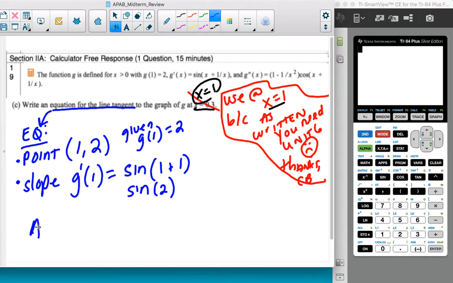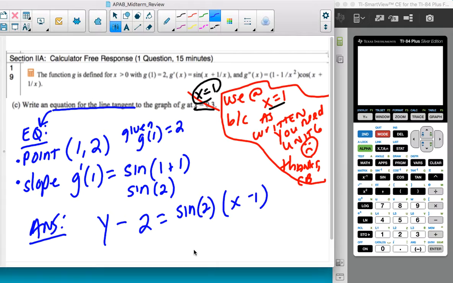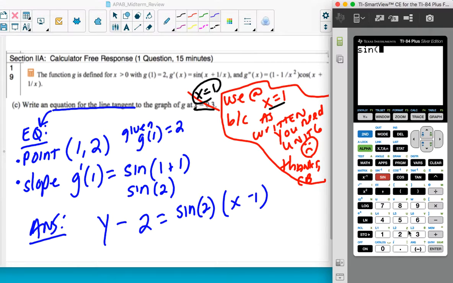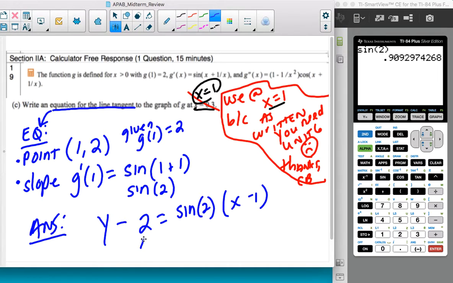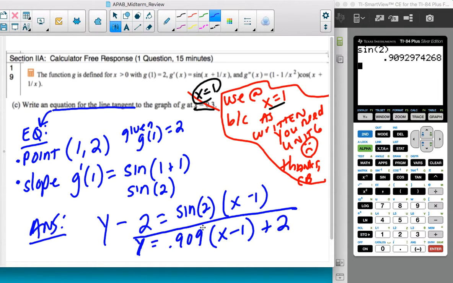So my answer, right, is going to be y minus the y value equals m, which is the sine of 2, times x minus the x value. Or if you want to put sine of 2 in a calculator, you certainly can, right? It's going to be y equals 0.909 times (x minus 1), and then you could add the 2 over, right? And there's my tangent line, right? And that's fine. And actually, I'd put a little approximately if I'm going to use the rounded answer, but I could also use sine of 2 instead.